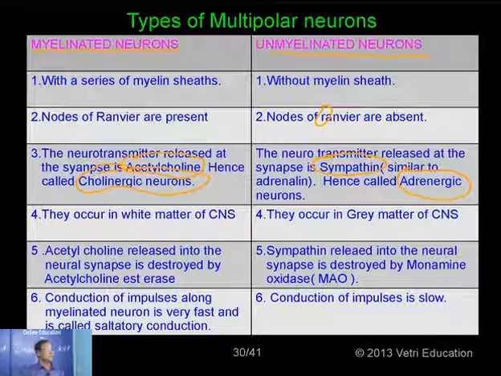Okay, so these are some of the things. Let's conclude with this because of the time. I will proceed further with other structures regarding the structure of the multipolar neuron in the next class.